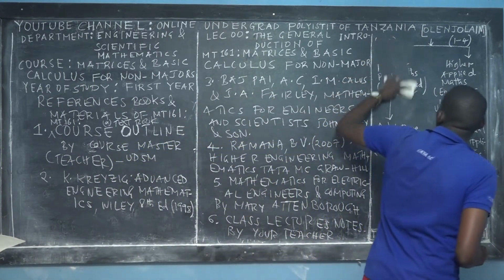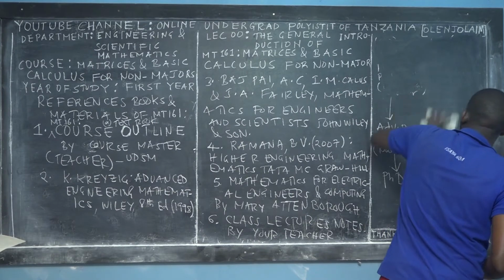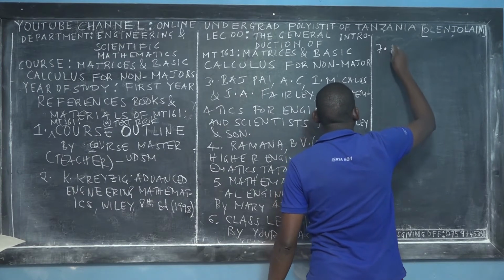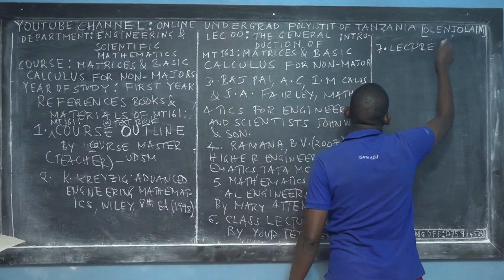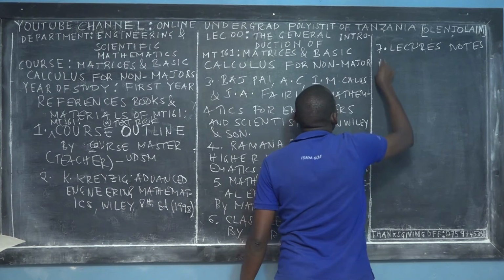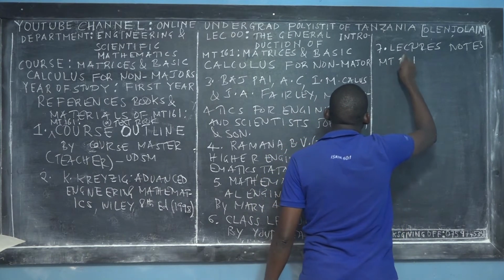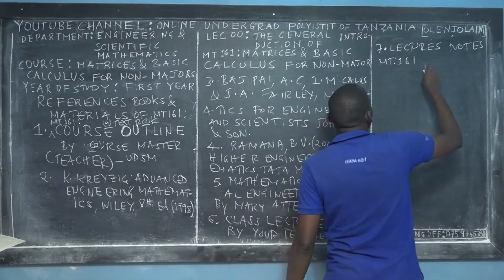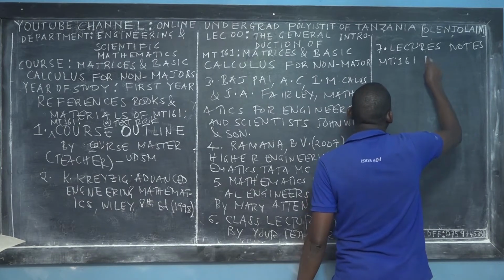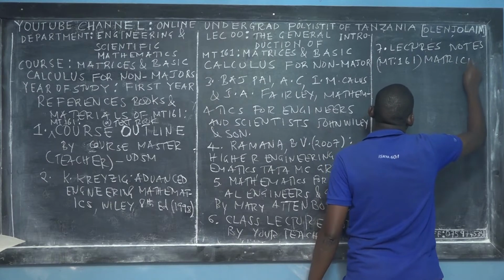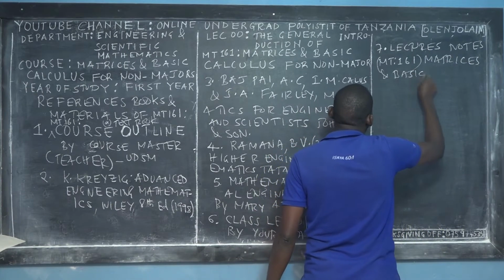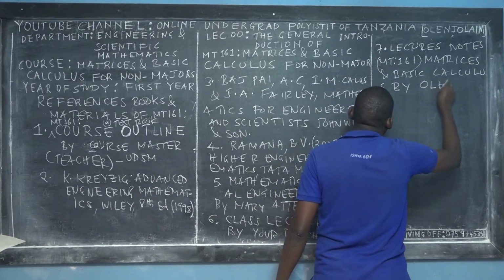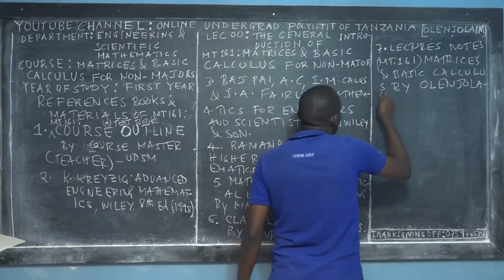The 7th recommended reference material is the lecture notes of MT 161. Maybe in your institutions or in your college or university you have different module codes. Don't worry about that. The issue is just the contents. So MT 161 means matrices and basic calculus, in case your module code is the same, prepared by Olenjolaim, the man who is teaching you.